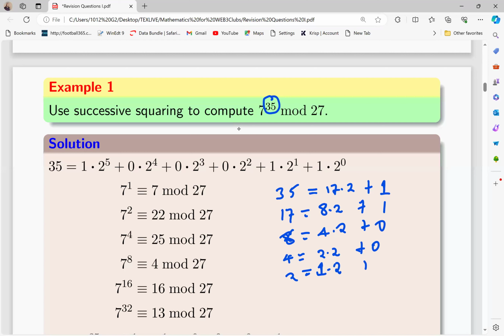Then 2 into 1, 0 times, and the remainder is 1. That is the end of doing that. Then we write this number from bottom going up. So when you write it from bottom going up, you find that 35, which is a decimal number, in binary form will be 1, 0, 0, 0, 1, 1. So that is what you get.